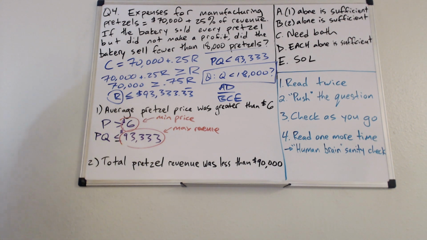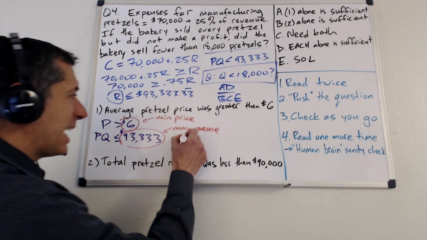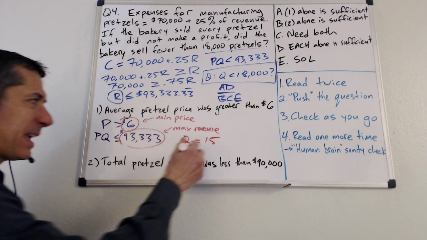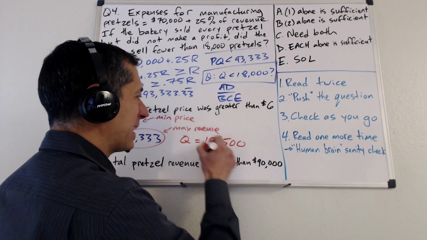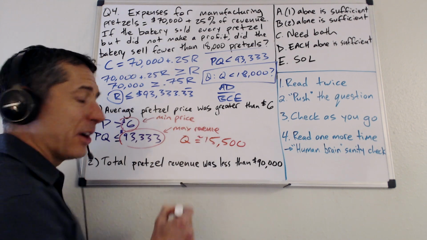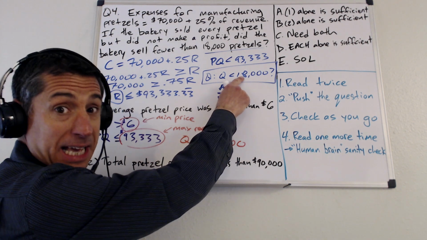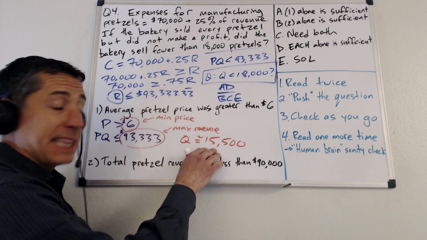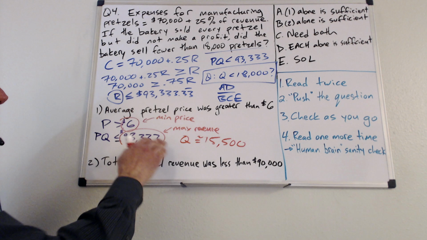So divide those out. What do I get? I get kind of an ugly number there. If I divide those out, I get Q equals 15,000 and something, 15,500. I think we're going to get a bunch of repeating numbers. It doesn't really matter. I can just say it's roughly 15,500. It doesn't really matter because no matter what, there is absolutely no way we get to 18,000 pretzels here. It must be the case that this poor bakery sold well under 18,000, at most 15,500 and some odd.